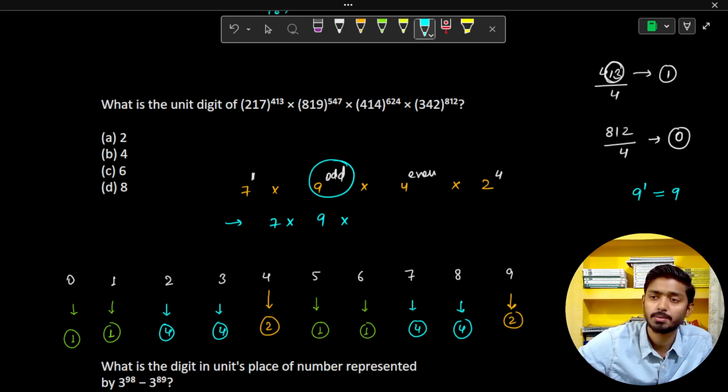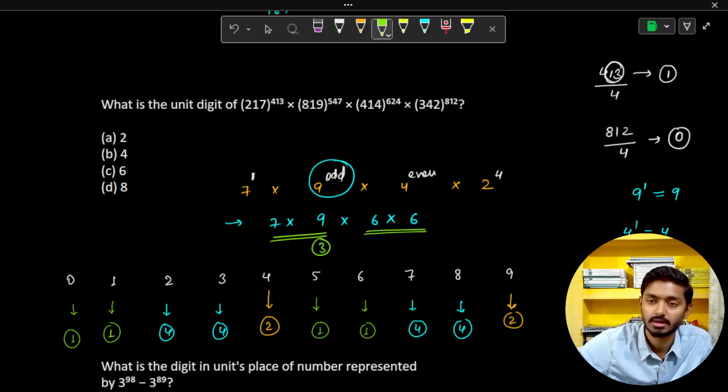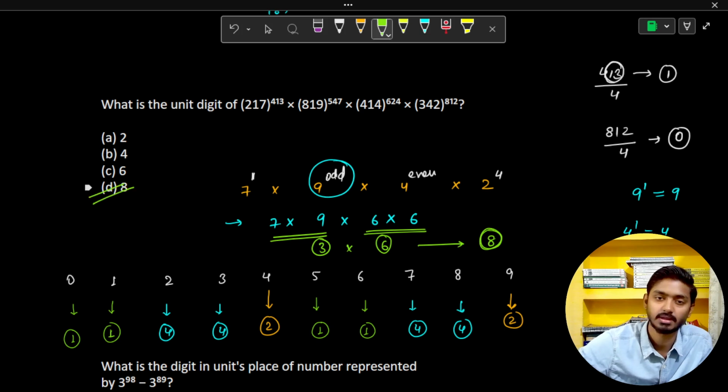4 to the power even. 4 to the power 1 is 4, but 4 to the power 2 is 16 with the unit digit 6. And 2 to the power 4 is 16, which gives us 6 as our unit digit. We are supposed to find the unit digit, so we multiply these two. 7 9s are 63, we get a unit digit 3 over here. 6 6s are 36, we get a unit digit 6 over here. We multiply these two and we get 18, which has a unit digit 8, which is option D.